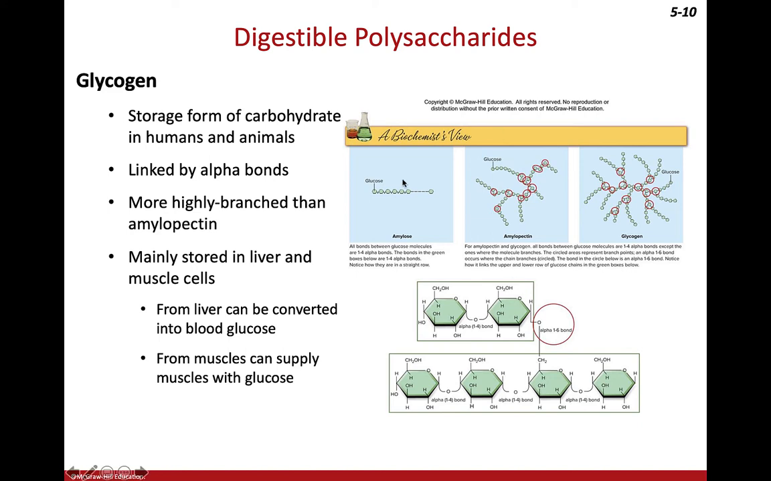Here we can see the three different types of digestible polysaccharides. We see amylose, and notice it's not branched at all, amylopectin, branched, and then look at glycogen, a highly branched molecule, which basically means we can break that down and get access to glucose pretty readily. But keep in mind, we have limited capacity to store glycogen.